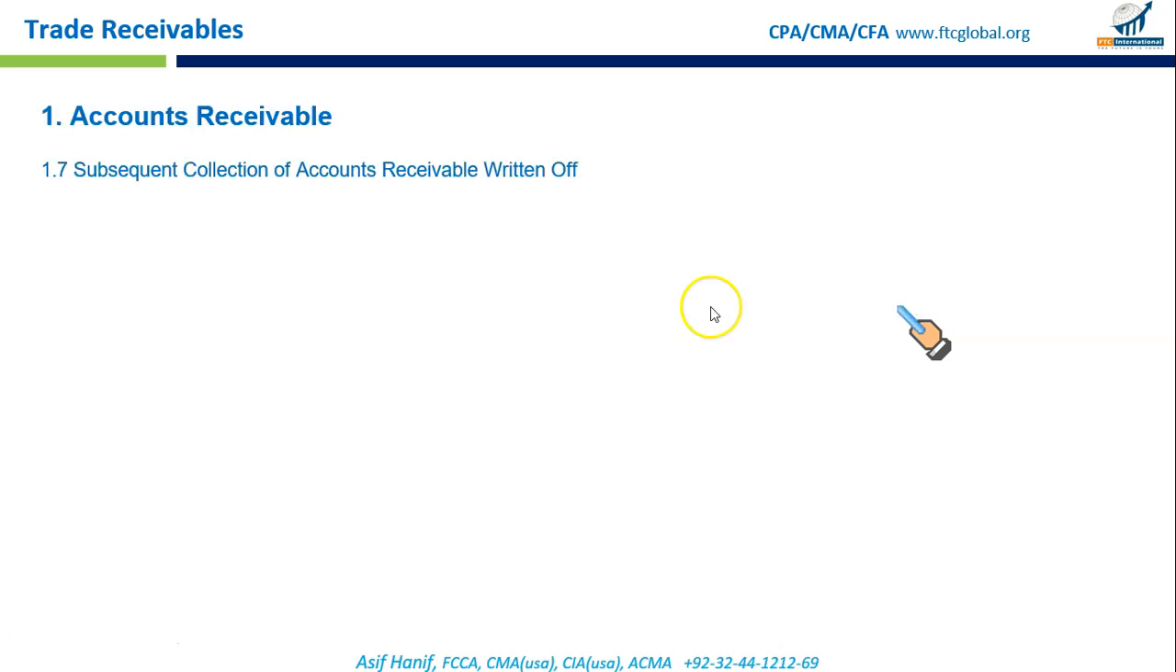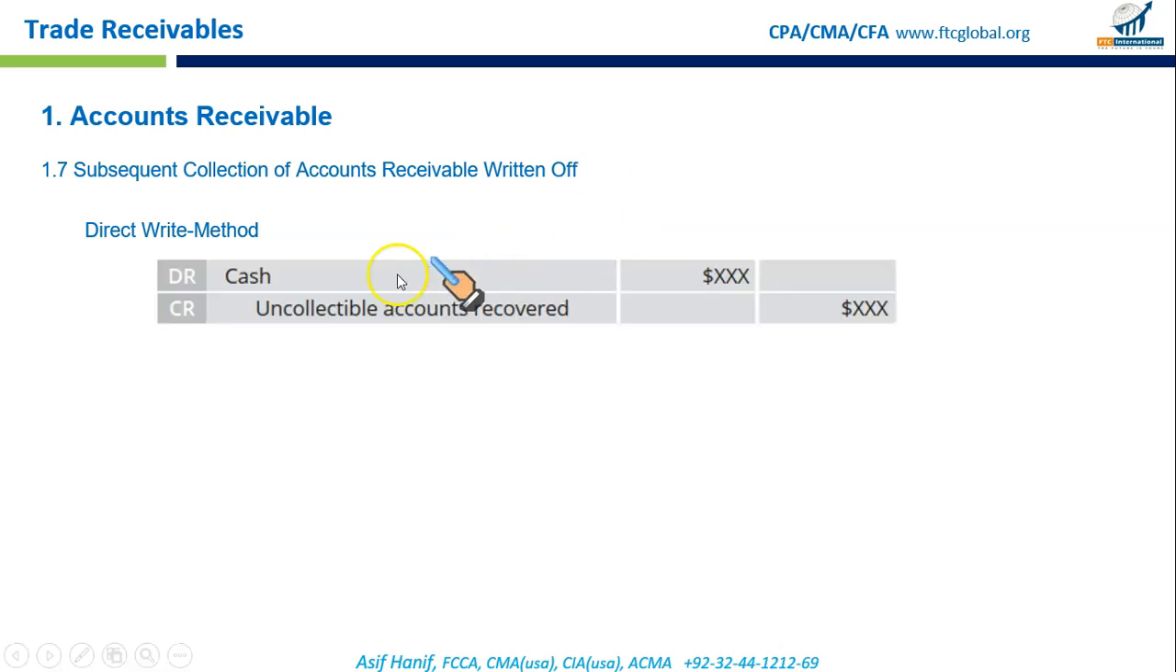Okay, now, what if subsequently we collect an account receivable which we previously wrote off? There are two possibilities. Either we're using the direct write-off method. In this case, when a customer who has gone bad subsequently pays us, we debit cash and credit uncollectible accounts recovered, which is an income account. It's a revenue account.